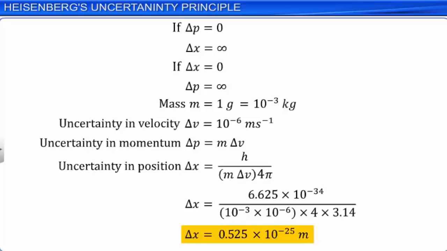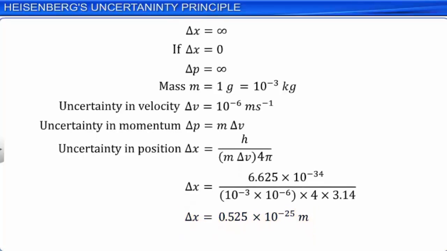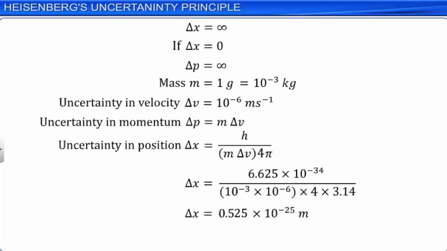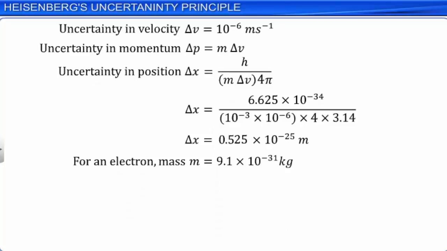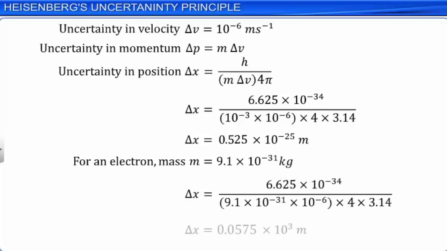For the same uncertainty in the velocity, if we consider an electron, then substituting the mass of electron m, which is equal to 9.1 into 10 power minus 31 kg, we get the minimum uncertainty in the position delta x for the electron, which is very huge and far greater than the size of the atom. Thus, for subatomic particles, the uncertainty in the position is very high. Hence, we can say that the uncertainty principle has a larger importance in the context of the subatomic world.